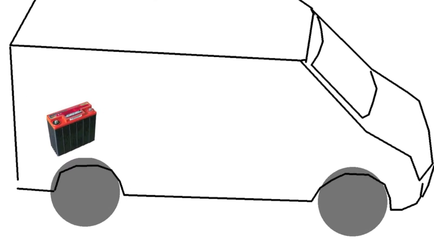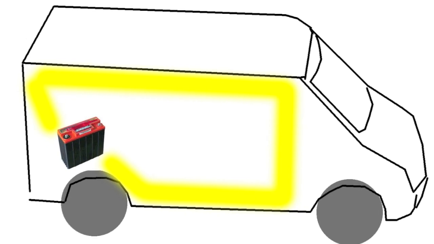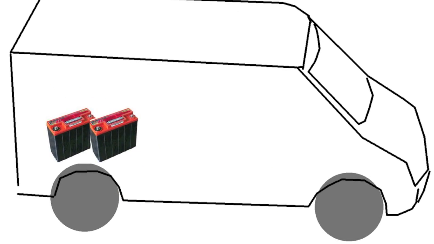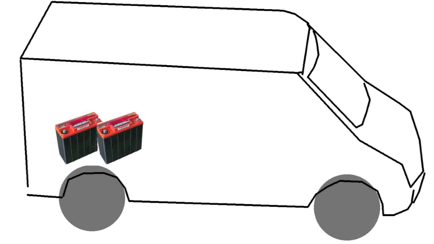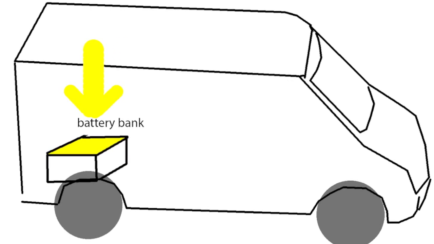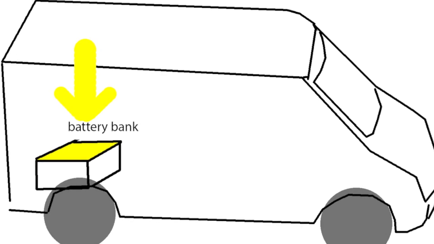So let's get started. You're going to need an auxiliary battery to power all the stuff in the cabin of your van. And chances are you're going to need more than one. So these batteries constitute your battery bank. And the bank does not generate energy, it collects it. It's just a place to put all your electricity. There are four ways to collect that electricity.